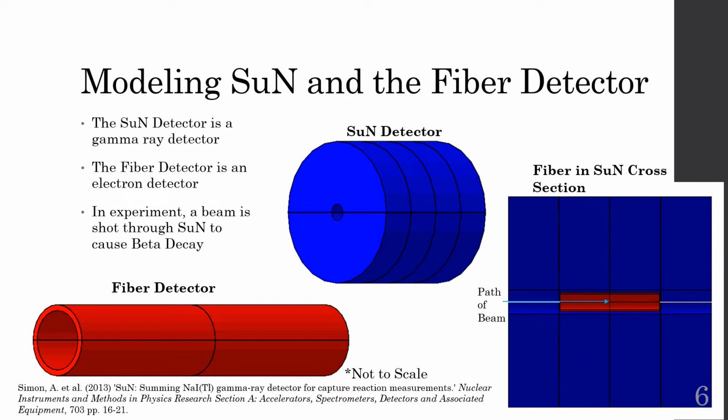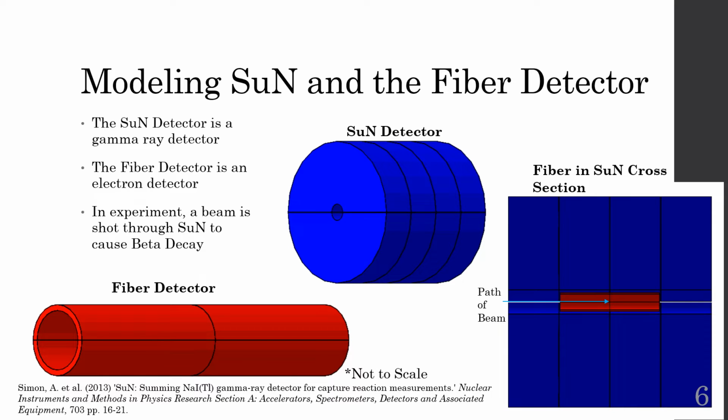So now moving on to the modeling side, the fiber detector sits in the middle of SuN, surrounding the nuclei that are hit by the particle beam to initialize the beta decay process. So we put the SuN detector on a particle accelerator such that the beam goes down the middle of it, hits the target that's directly in the center of SuN, and that starts the beta decay process.